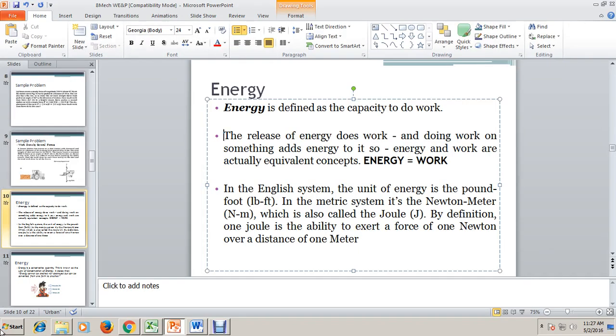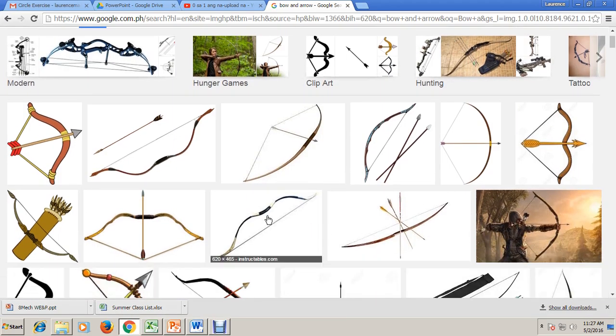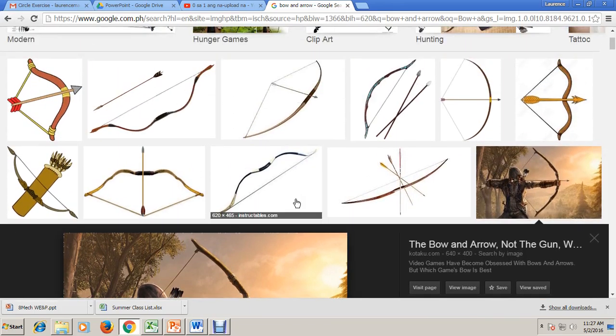To illustrate this idea, let's take a common example, a bow and arrow. What you see here is a person holding a bow and arrow. This is the bow, and this is the arrow. Now, try to notice the scenario wherein the bow and arrow is unstretched.